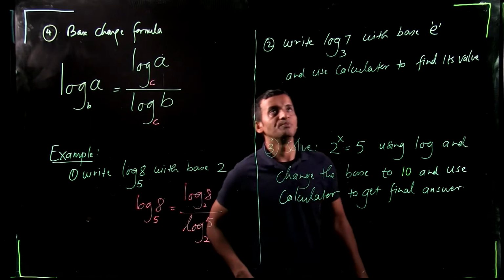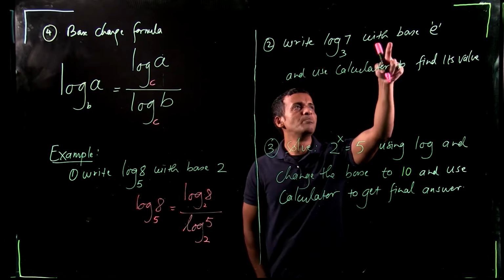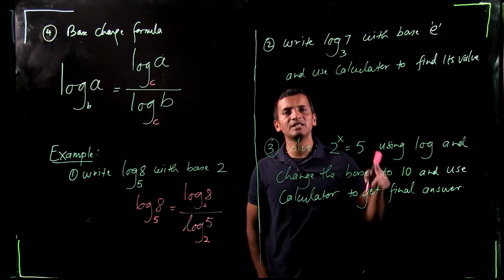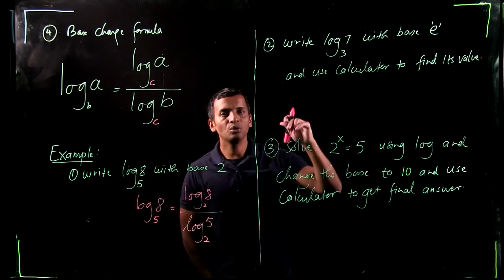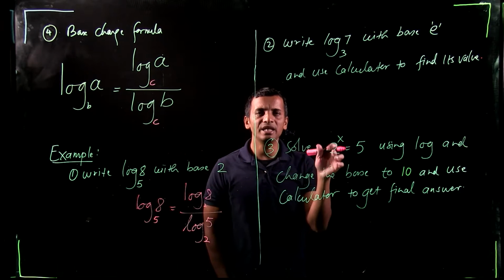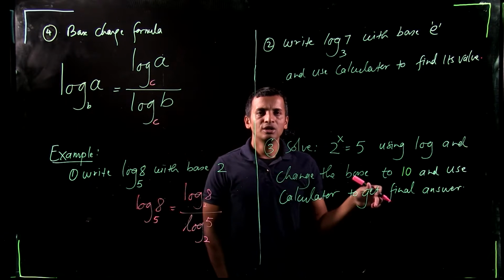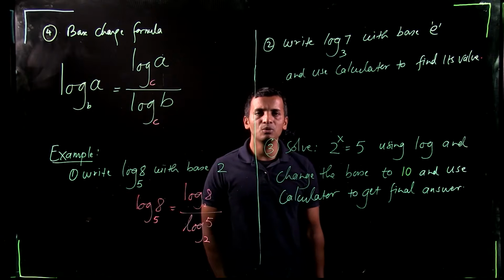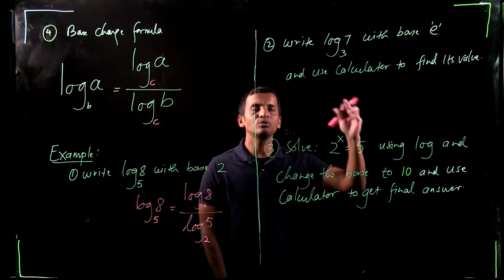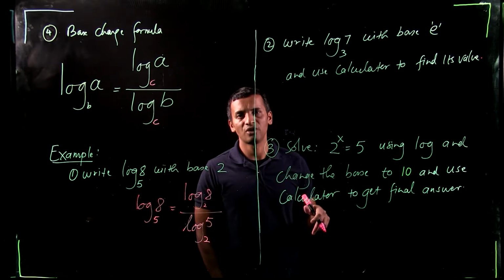Okay, let's see example 2. Write log of 7 with base 3 with base e. You want to change base 3 to base e and use a calculator to find its value. If you have a TI-83, it has only the base e, that is the ln key, and log, that is base 10. So if you want the value of any base other than e and 10, you'll have to use this formula to change into base e or base 10 and then use a calculator to find the value.